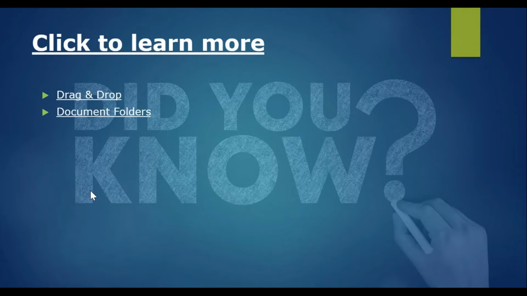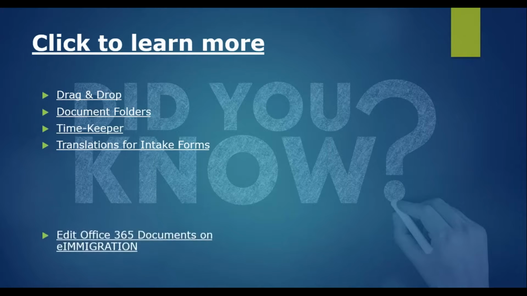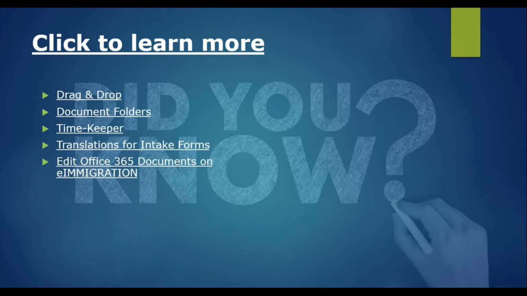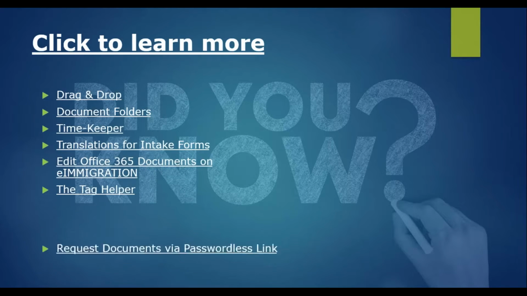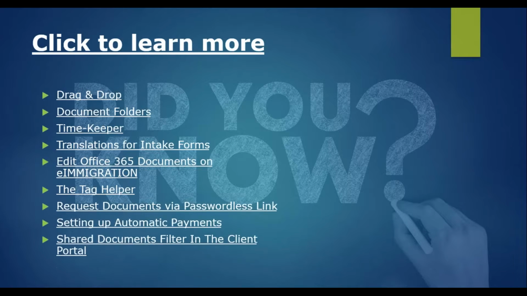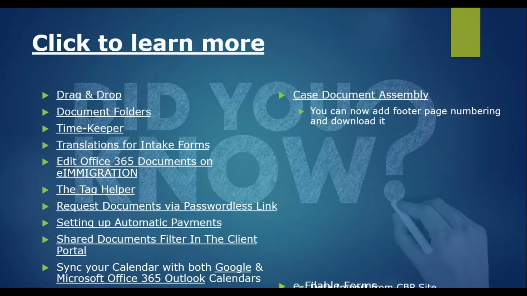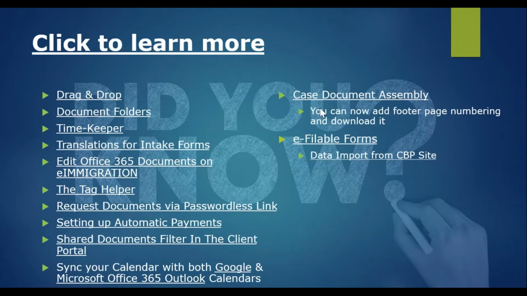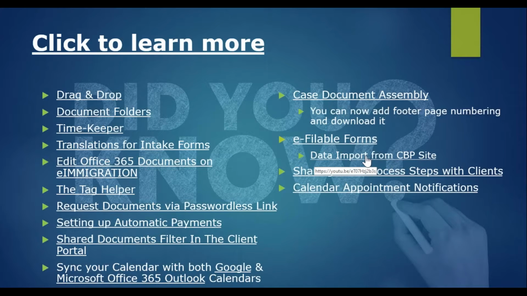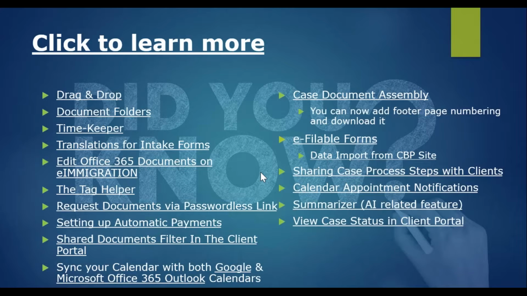Anyway, so here's a did you know section. Did you know that we have a timekeeper? Did you know that we have translation options for intake forms or the tag helper? So I added these links so that you can click on the links and learn more about the document assembly we talked about. Here's the e-filing, the CBP website that I mentioned, the ability to import data from there, etc. So you have different features. If you're interested in AI features like the summarizer, let us know.